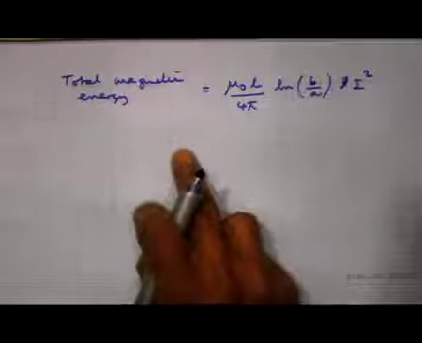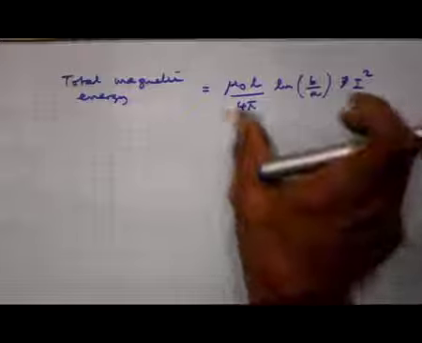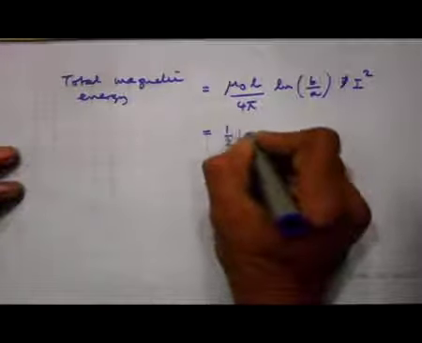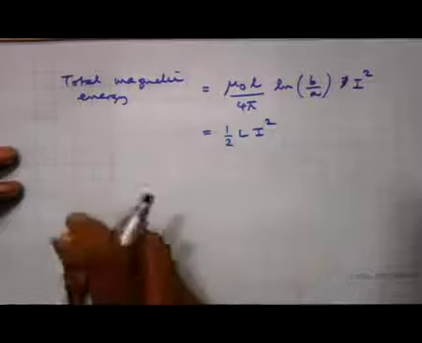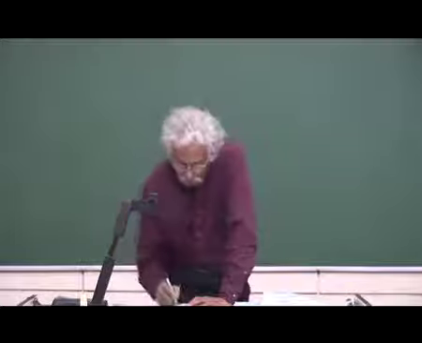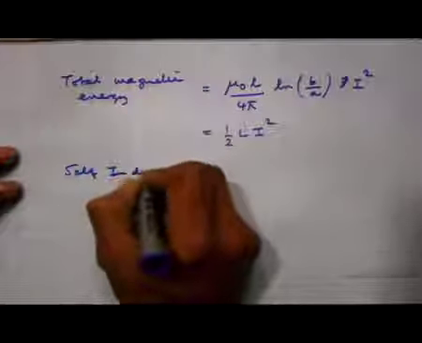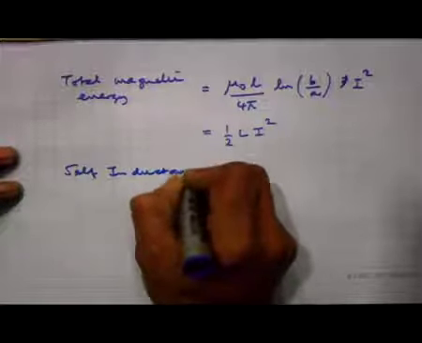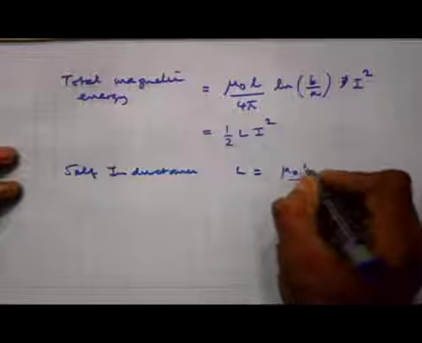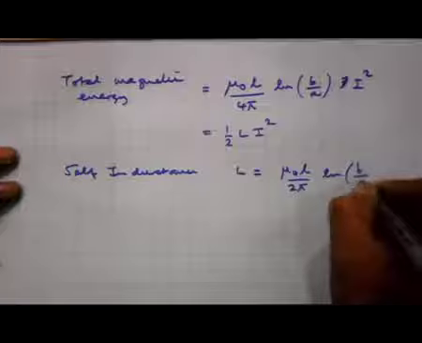So, the magnetic energy stored in a length L of this coaxial conductor is this quantity multiplied by I square, and I will write this as half L I square, because I know that the magnetic energy is half L I square. So, I get the self inductance L as mu naught L by 2 pi log B by A.